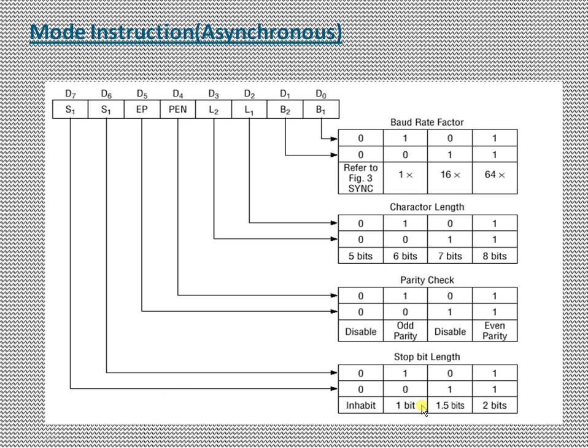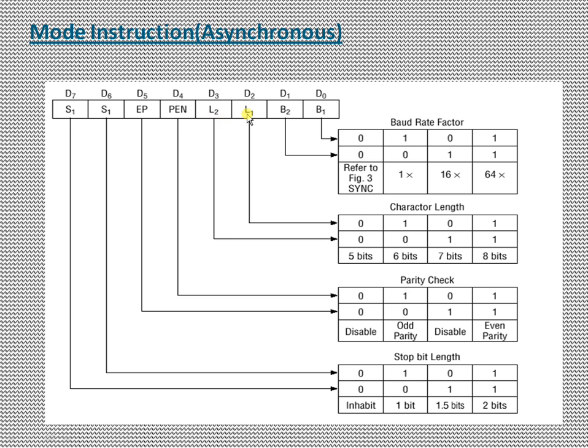Okay, so as you can see here, if you are going with a combination of 0 1, it means we are going with 1 stop bit. If it is 1 1, it means we are going with two stop bits. 1 0 means we are going with 1.5 stop bits. Okay, and then these two bits are related to the parity. This is for enabling the parity, and this is for selecting the parity, which is nothing but either we can go with even parity or else we can go with odd parity.